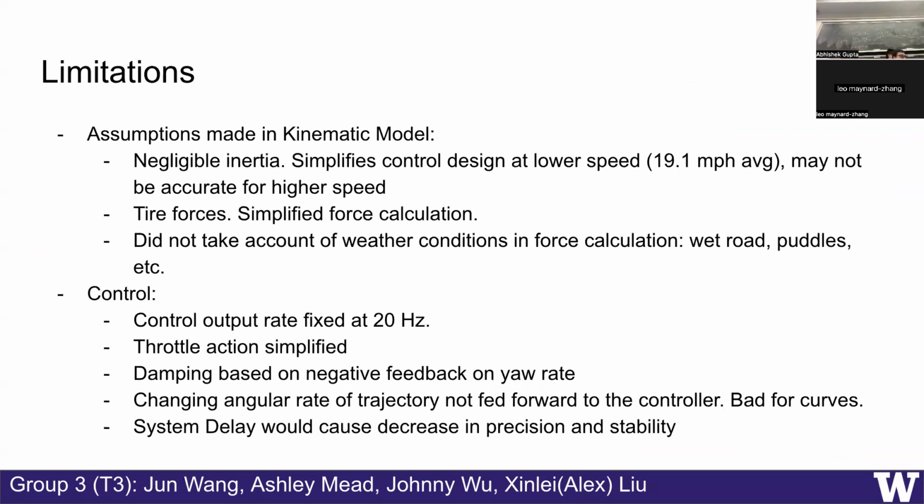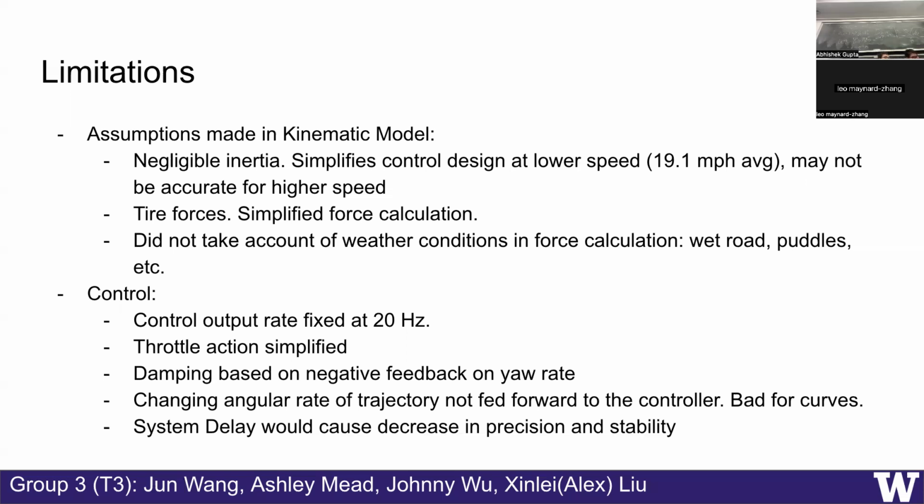Alright, so quickly go over the limitations. The first thing, they have a lot of assumptions in the kinematic model. They said the model has negligible inertia, which is fine when driving at lower speed. I think in the competition they did around 19.1 miles per hour on average, but they did mention that when the car is driving at a higher speed, the inertia might not be negligible, which would cause deviations in the kinematics model. Tire forces, they simplified a lot of force calculation, didn't really account for friction, for example, and that's also part of the reason they did not really take account of weather conditions.